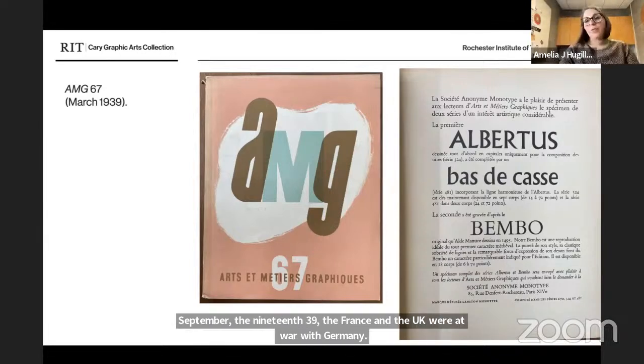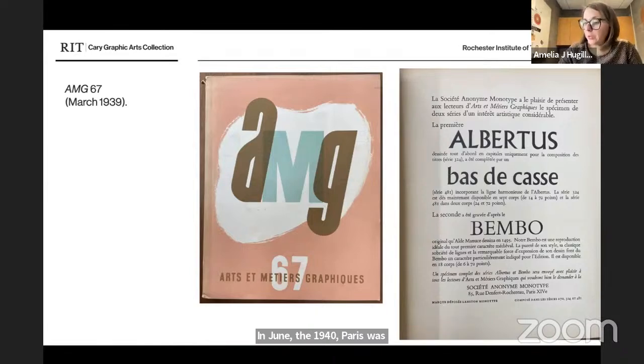In June 1940, Paris was occupied by Germany. Deberny and Peignot's factories were pressed into service for the war effort, as type metal, unfortunately, is a similar alloy to the lead used in any kind of war apparatus. The magazine, Arts et Métiers Graphiques, did not resume publication after the war.